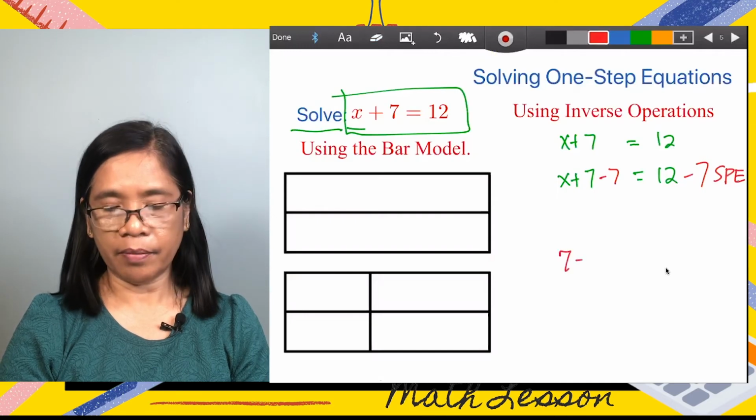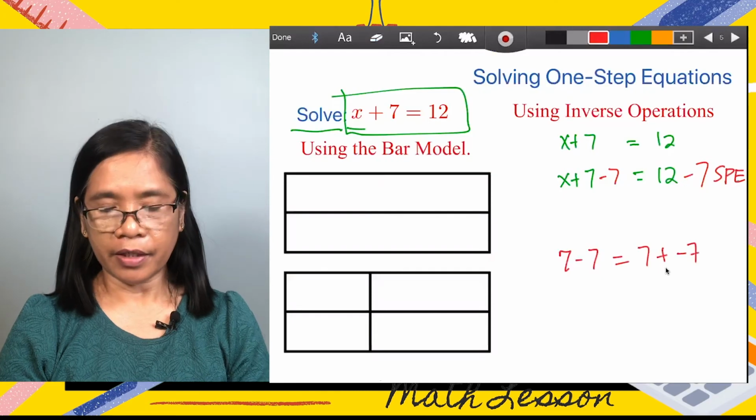Again, let's recall that 7 minus 7 is also the same as 7 plus its inverse.